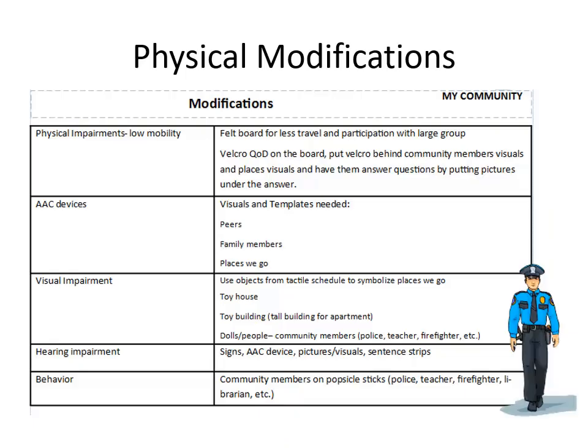We look at two different things. First is the physical modifications. We also look at linguistic modifications that I'll be discussing next. For physical modifications, we've broken it down to physical impairments. This means children with low mobility, children in a wheelchair. We look at the needs of children that might have their specific AAC devices, children with visual impairments, children with hearing impairments, and significant behavior issues.